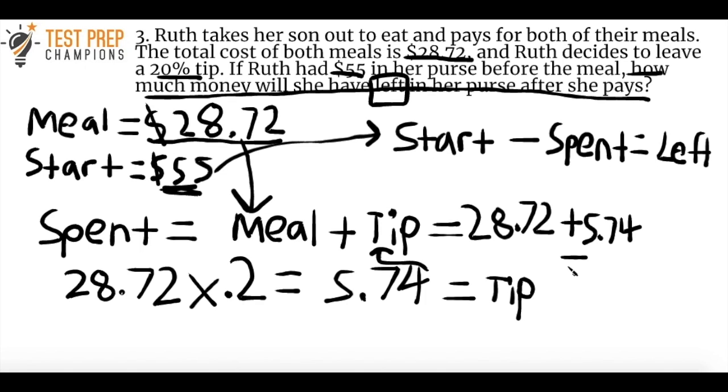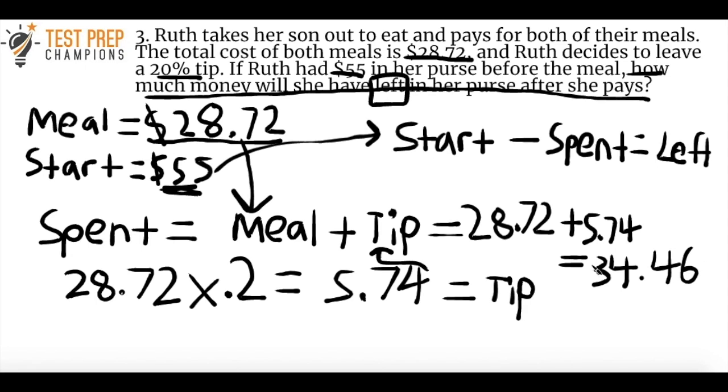And for room, I'm going to put the equal sign down here. So we would add these numbers up here, and what are we going to get? So we would do 28.72 plus 5.74, and if you plug that in your calculator or do it by hand if you really want to, we would get 34.46, and so that is the amount spent.